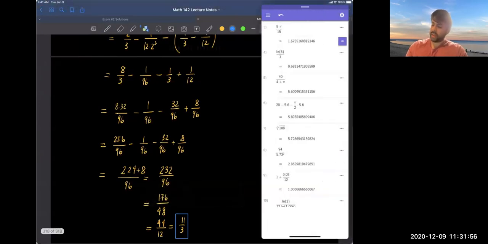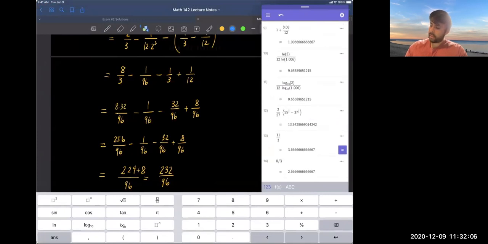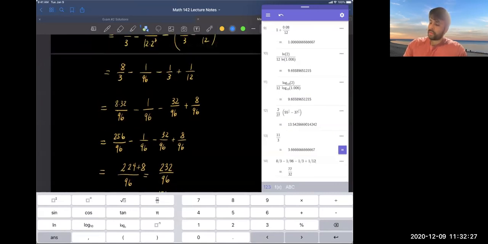Well, we can just check it. So 11 thirds, just to make sure, is 3.6, right? And then what if I get 8 thirds minus 1 over 96 minus 1 third plus 1 over 12? We get 77 over 32. So what happened?